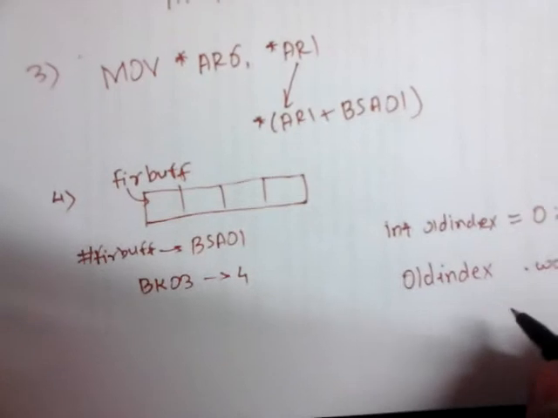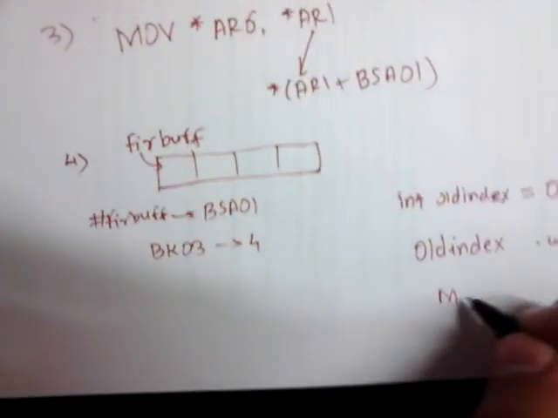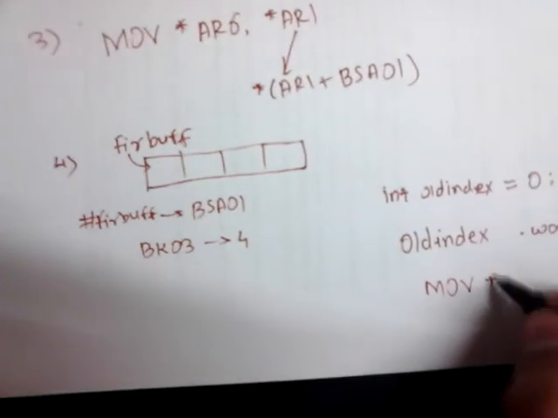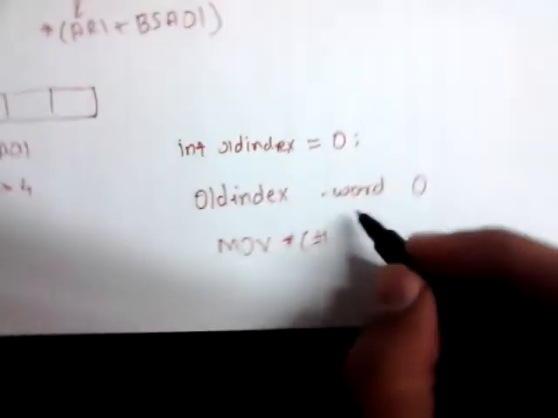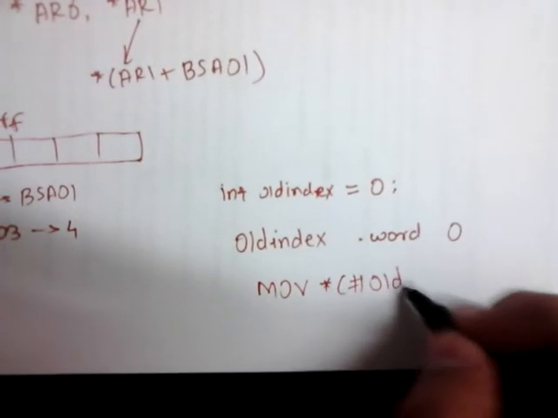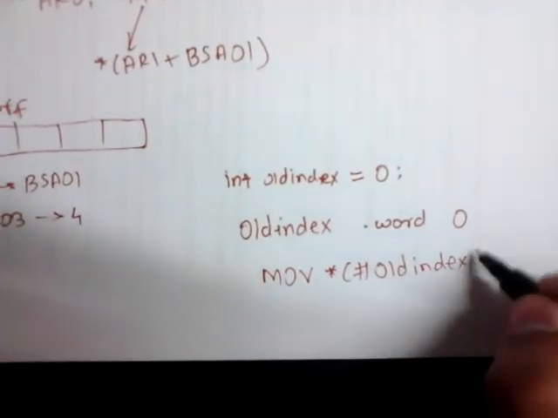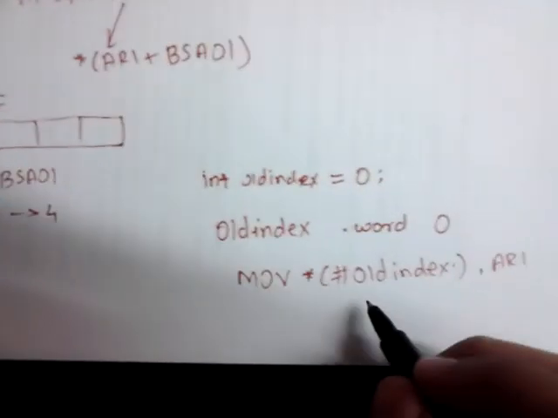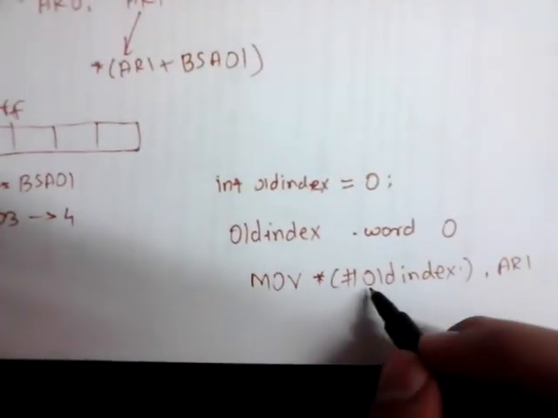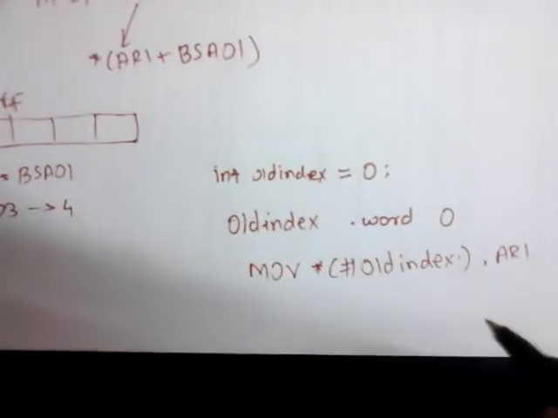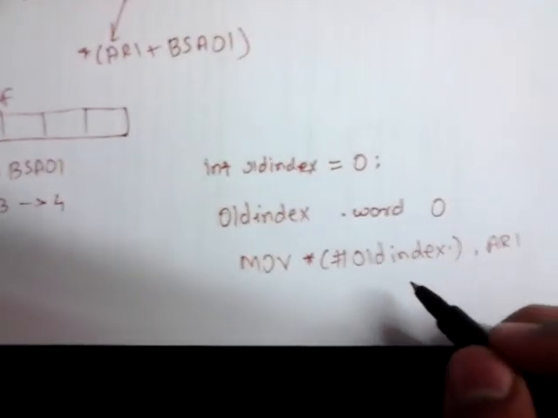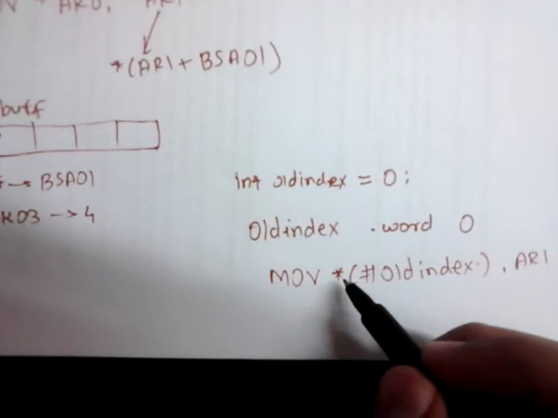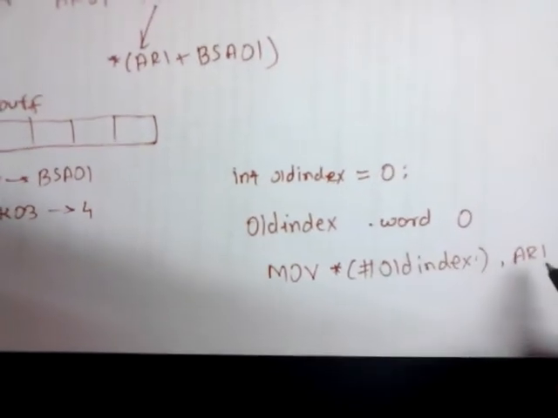Then move old index value to AR1 register using this statement, move star of hash of old index comma AR1. Please remember that old index word stores a address of a memory location from which we want to copy something to AR1 register.